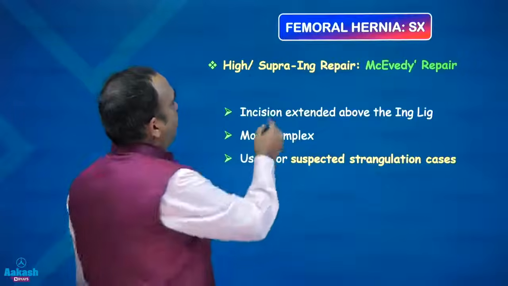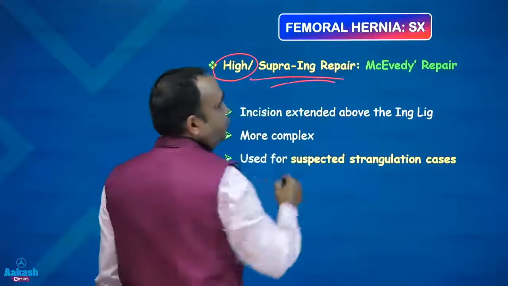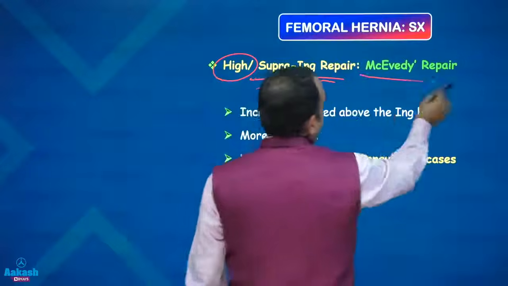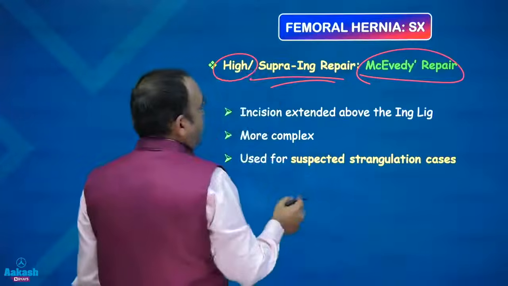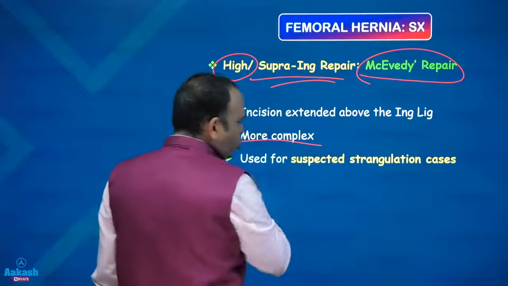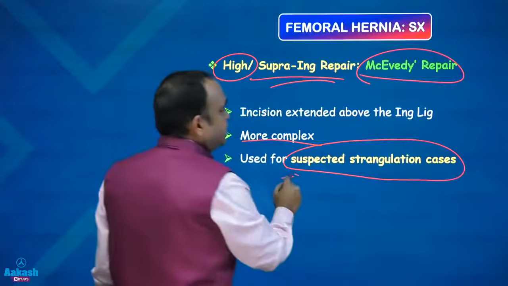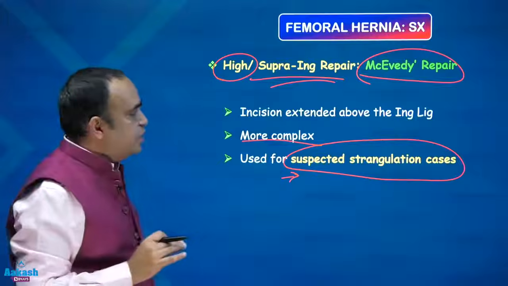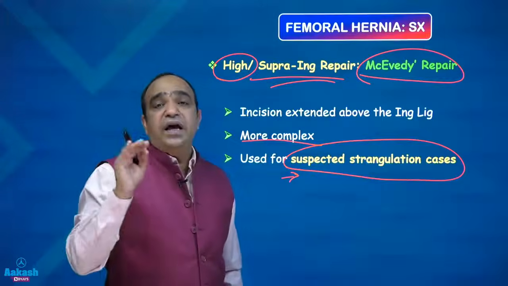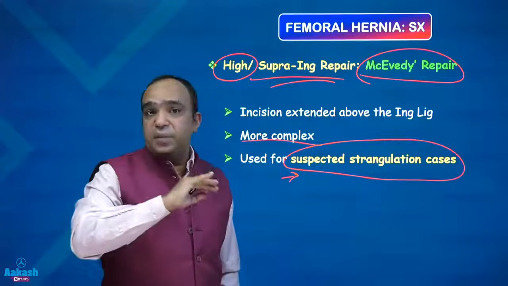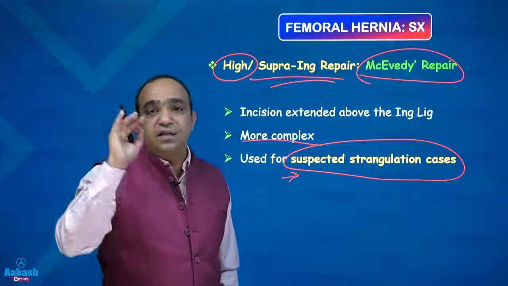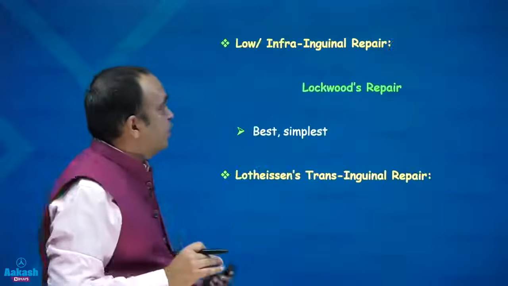So suprainguinal or high repair, if we go above the inguinal ligament, that's called McEvedy's repair, right? It's more complex, not routinely used. It's mainly reserved for suspected strangulation cases of femoral hernia. And remember, amongst all hernias, femoral hernia is the most common hernia to get strangulated.